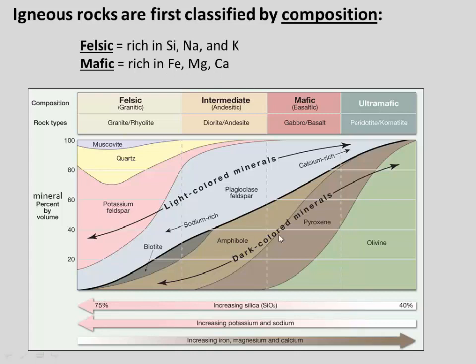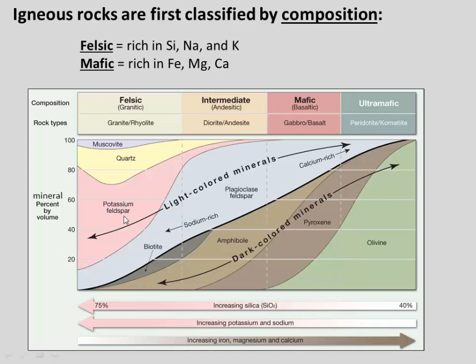And so this diagram is a bit of a Rosetta Stone that helps us categorize and think about igneous rocks. It's a little bit complicated, so I'll walk you through it quickly. Up here, we've got essentially the composition of the different rock types, from felsic on the left over to mafic and ultramafic on the right. Down here on the bottom, there are arrows showing that if you're a mafic rock, you have increasing iron, magnesium, calcium to the right. And if you're a felsic rock, you have increasing potassium and sodium and silica off to the left. So felsic's over here, mafic's over here.